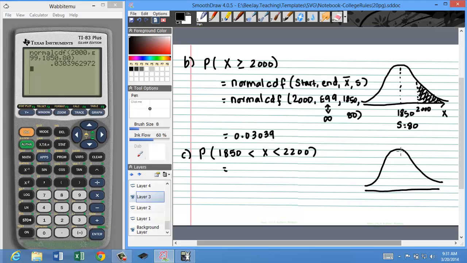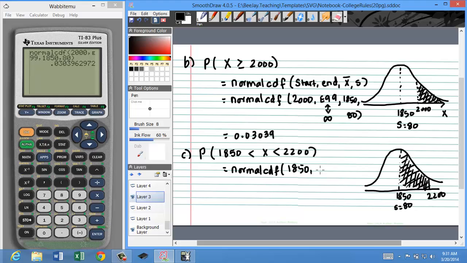Doesn't have to be perfect. 1850 is in the middle and the standard deviation is 80, and we'd like to find 1850 up to 2200. Something like that would be our area, and that area is nothing but our probability. So 1850 is over here and 2200 is over there. If I have to plug this into the calculator, I do it as normal CDF.